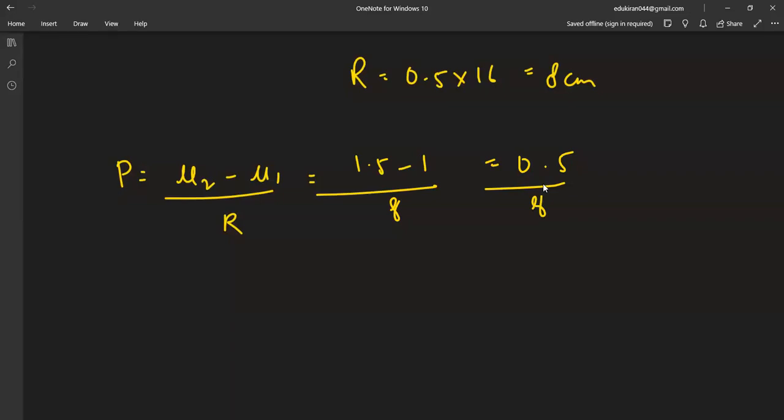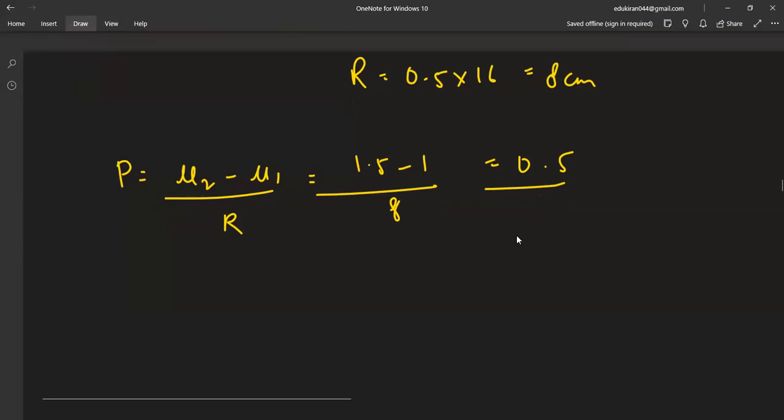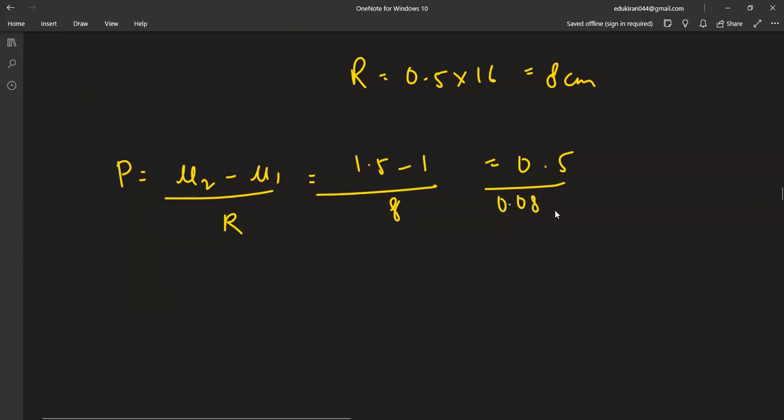Now, in power, you have to convert this into meters. This is given in centimeters, but for calculation of power questions you have to convert it into meters. Because finally this becomes 6.25. Diopter is the SI unit of power, which is calculated with meters in the denominator. We'll be studying power, that's why I'm not going into the details of this.